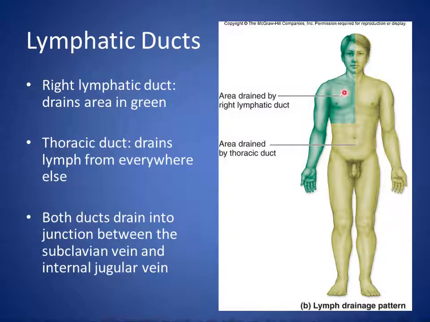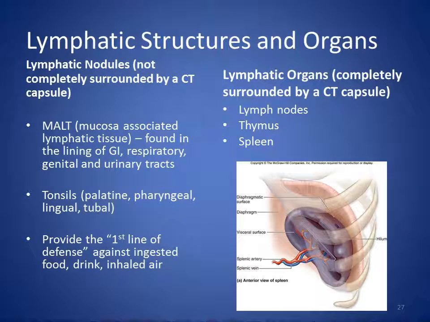The right lymphatic duct drains the right side of the body, inclusive of the head, the thorax, and the right upper extremity, whereas the thoracic duct drains everywhere else. Both ducts drain into a junction between the subclavian vein and the internal jugular vein. There are also other structures that are within the lymphatic system. These include lymphatic structures and lymphatic organs.